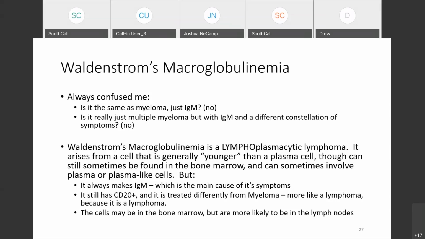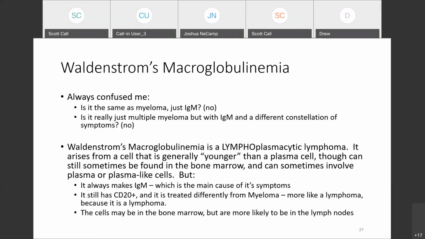And kind of the key to understanding how it's different from multiple myeloma is that it's really from a different cell. Waldenstrom's macroglobulinemia isn't really caused by that most mature plasma cell. It's considered a lymphoplasmacytic lymphoma. So it's really a B cell that's kind of earlier than a plasma cell.